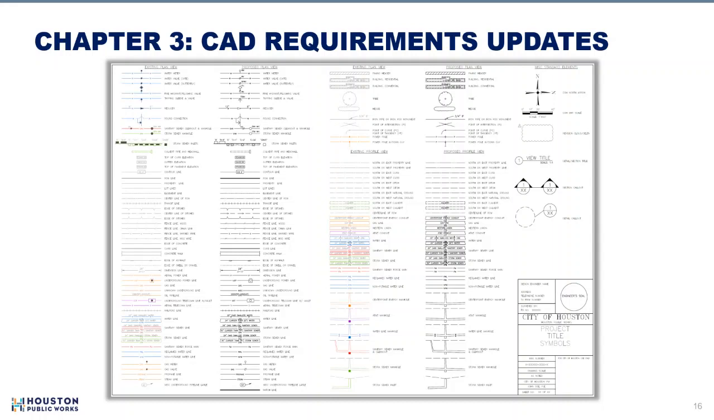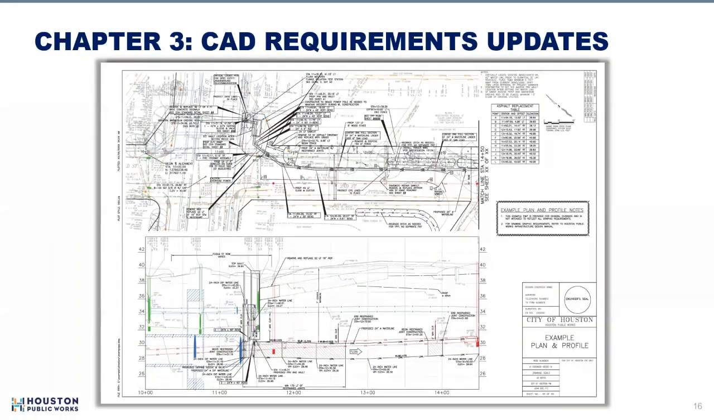These changes are captured on the standard symbol sheet along with new miscellaneous standard symbols shown near the top right of the sheet. Now let's take a look at an example plan and profile sheet. Various existing utilities are shown here in color. Proposed objects are shown in black pen, and existing objects are shown in gray.